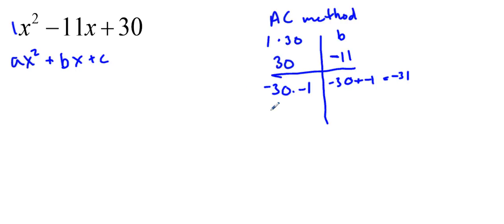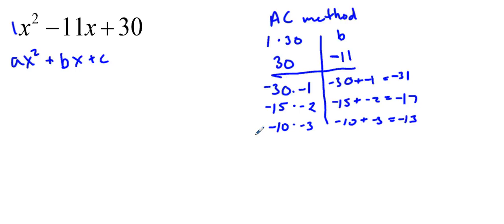That won't work. The next one is 15. We have negative 15 times negative 2. Negative 15 plus negative 2 gives us negative 17, and we need negative 11. That doesn't work. Let's try the next one: negative 10 times negative 3. Negative 10 plus negative 3 is negative 13. That doesn't work either.